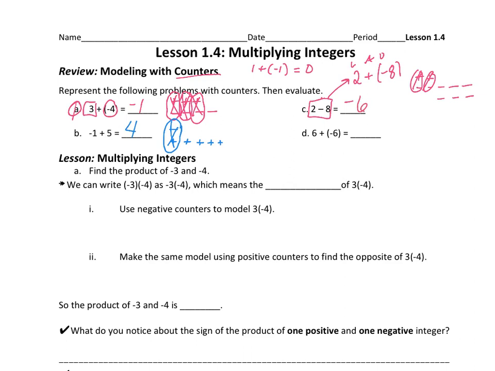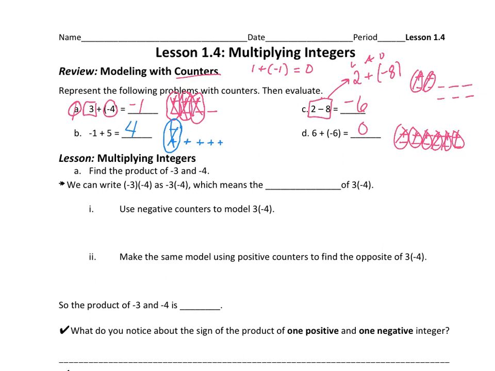And letter D should be nice and easy for you if I draw 6 positives and 6 negatives. They will all have a match and end up being 0. Again, 0 pair. Alright, let's get into the lesson.